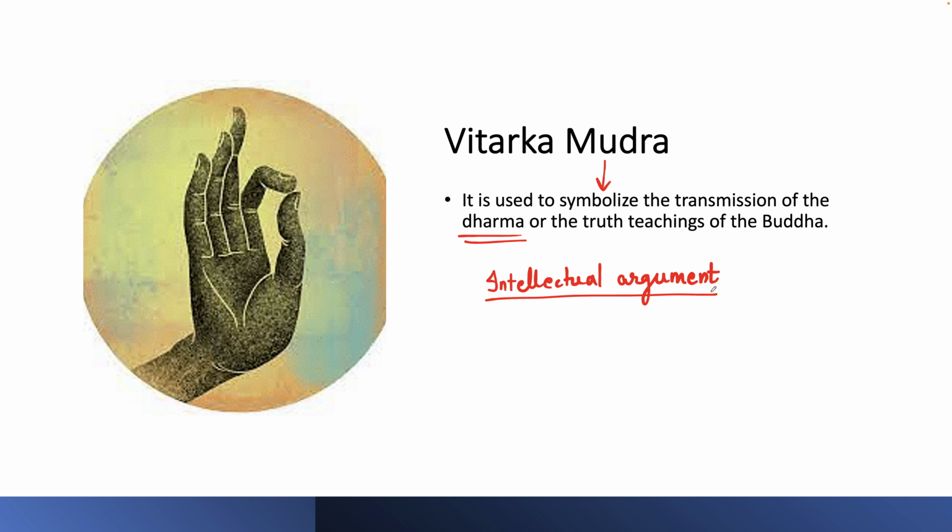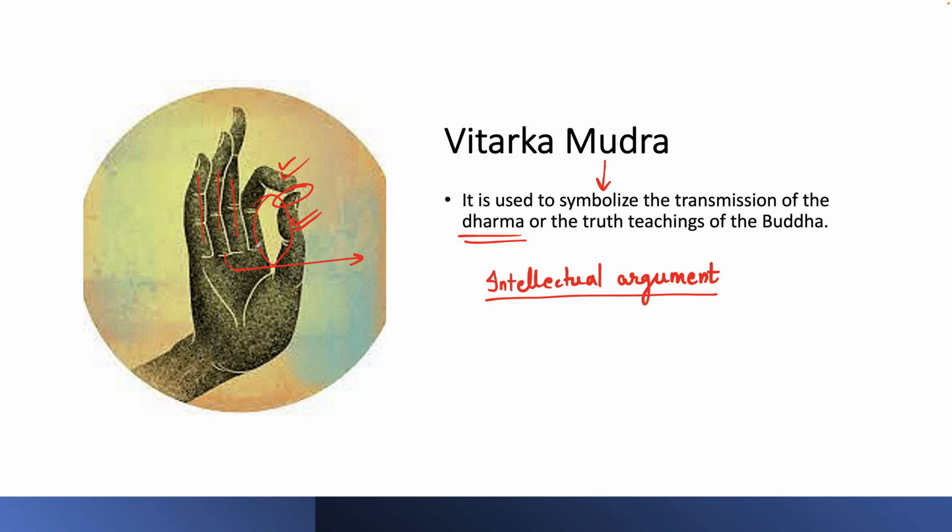And to perform this, the right hand is raised to shoulder level with the palm facing outward and the fingers extended straight forward. The thumb as well as the index finger touch at their tips to form a circle. So they are going to form a circle like this, while the remaining 3 fingers are extended straight upward. So this is to represent Buddha's teachings and his role as a teacher and mentor.